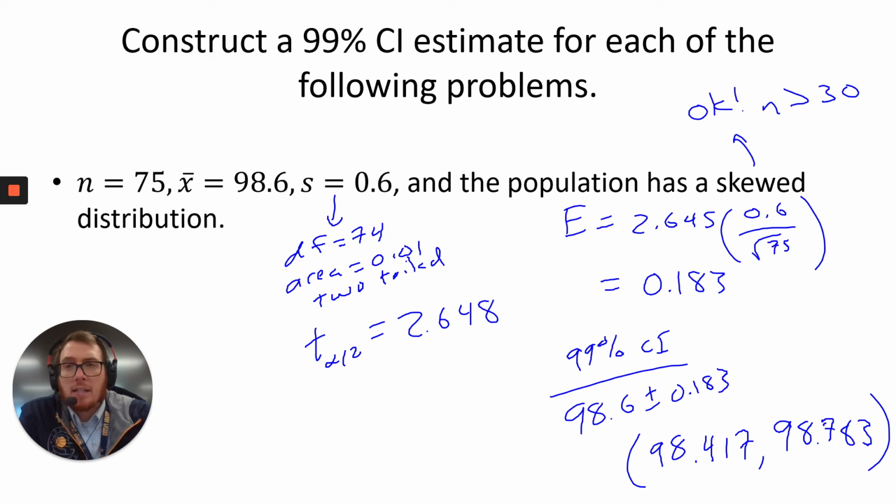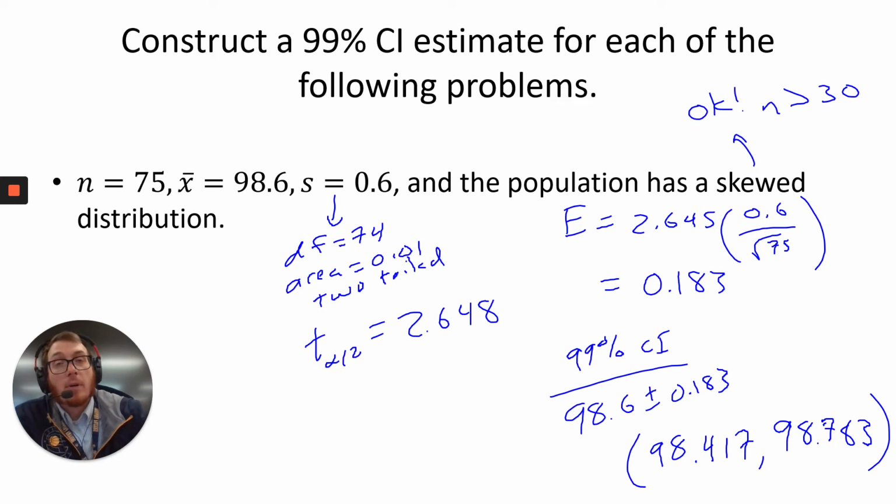The next question says that n is 75, x bar, the mean is 98.6, and then s equals 0.6. So first thing is, that's standard deviation of the sample, which means it's t-distribution. It says the population has a skewed distribution, which could be a problem, but it's okay because n's greater than 30. All right, so let's go back to this s equals 0.6. Degrees of freedom is 74 because it's 75 minus 1.